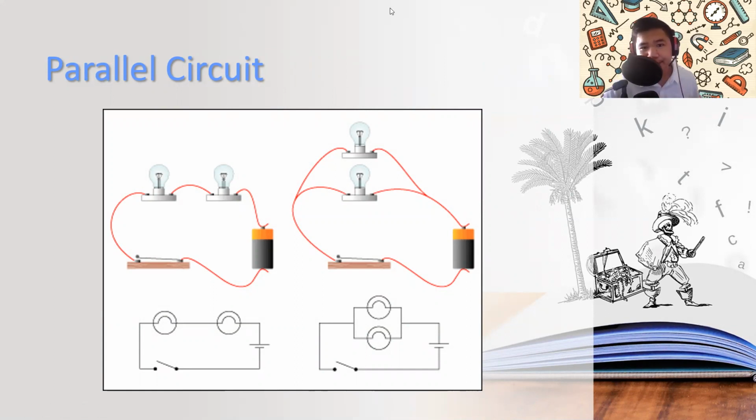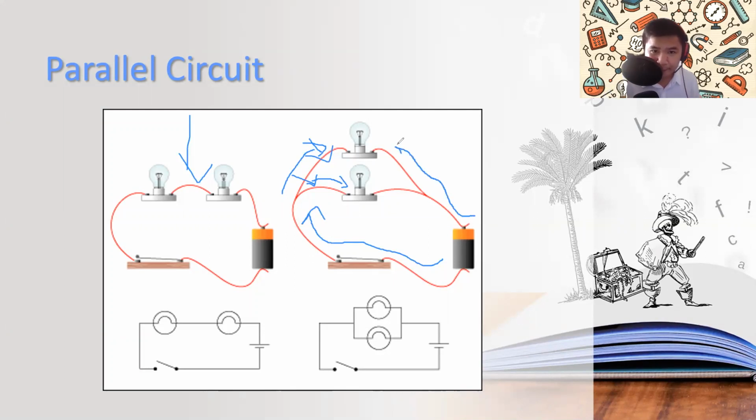Look at the picture. This one is series, and this is a parallel. Look at the parallel. It has two ways for electricity to flow. Look, if it flows here, it will continue flowing here. But this part right here, it's another way. It's another direction. It's another road. So this one goes up here. There will also be a part right here.